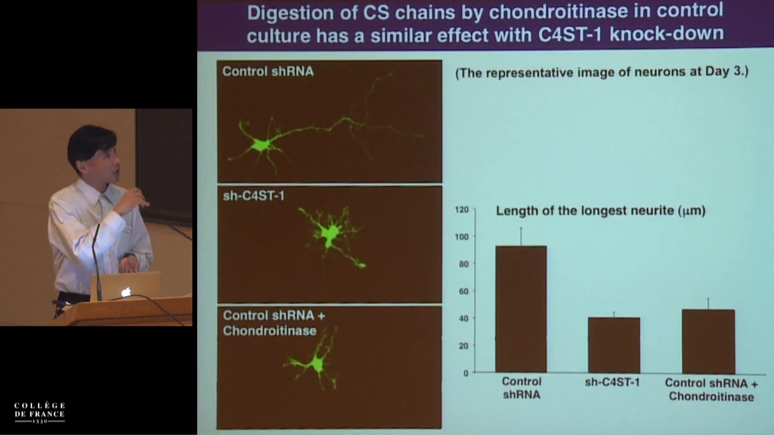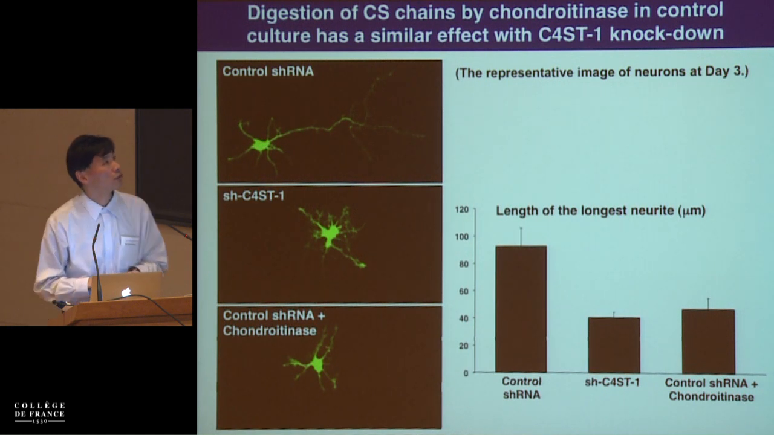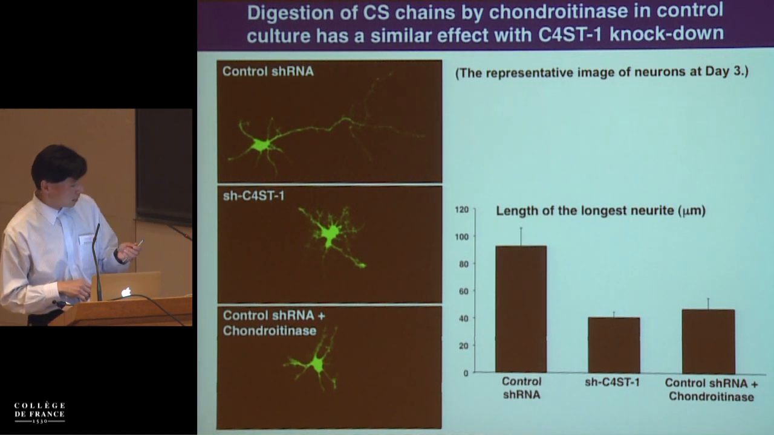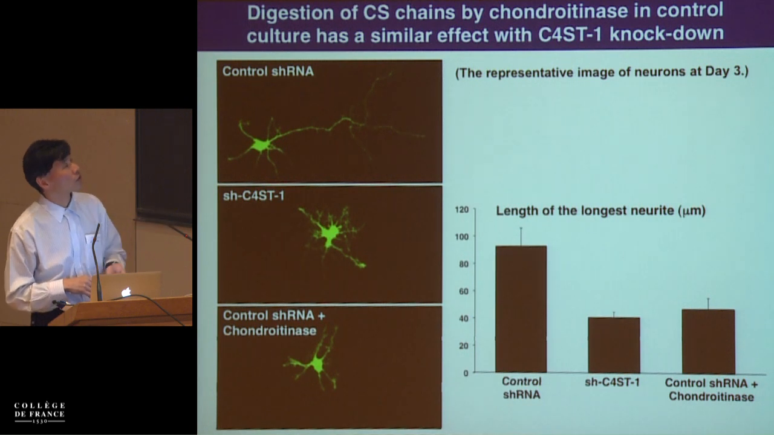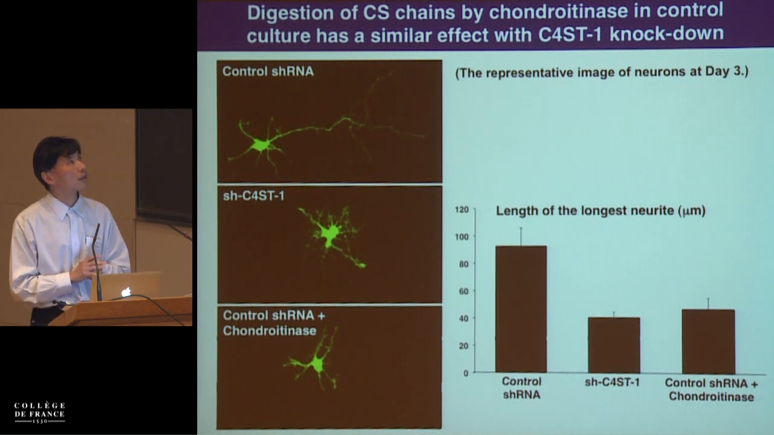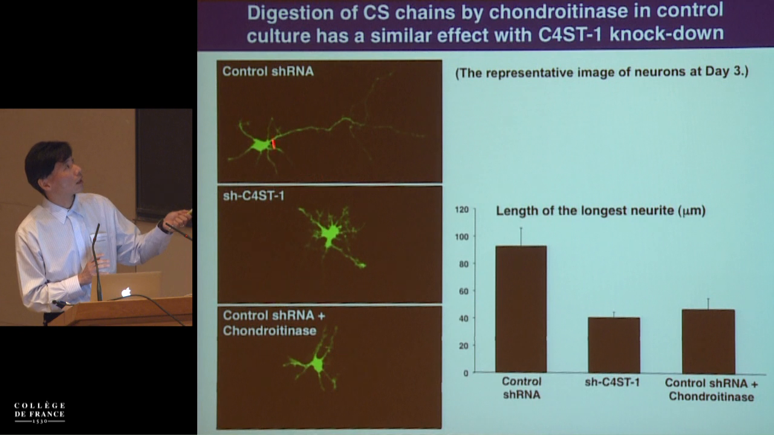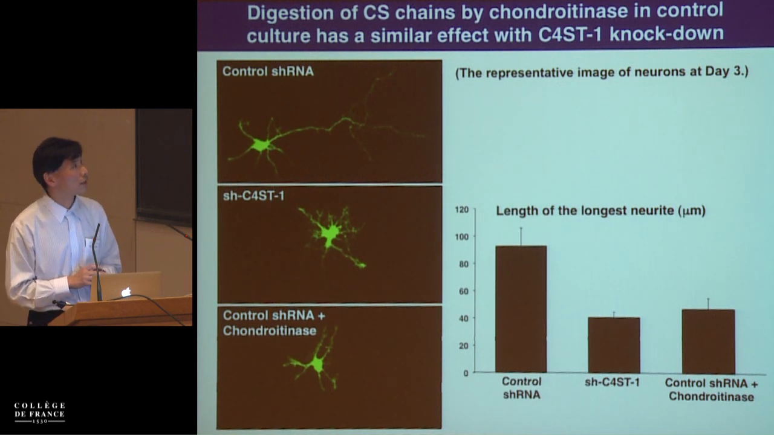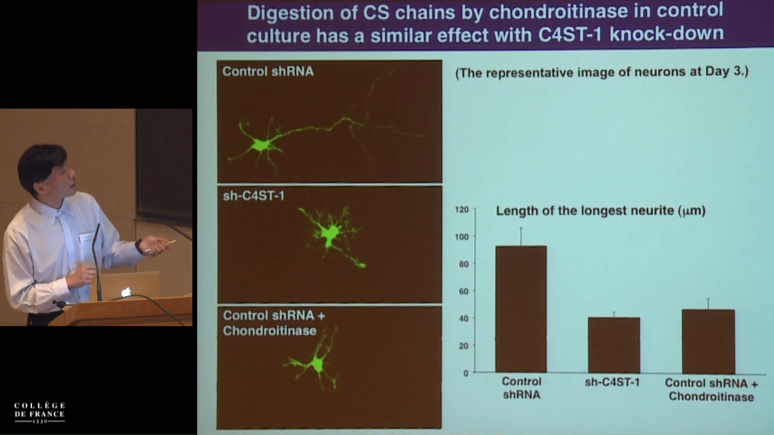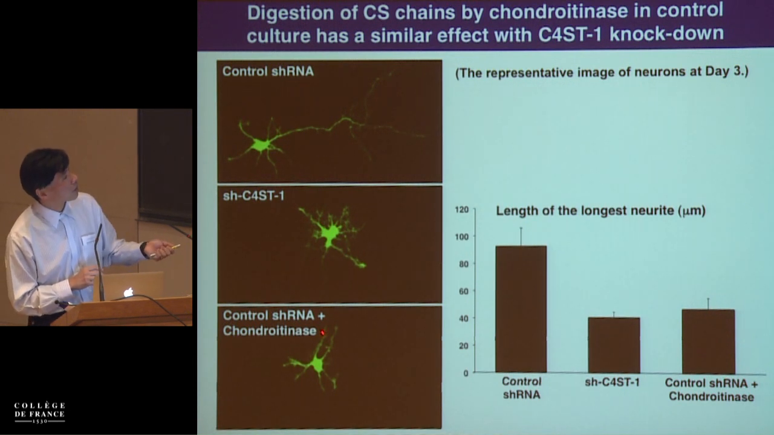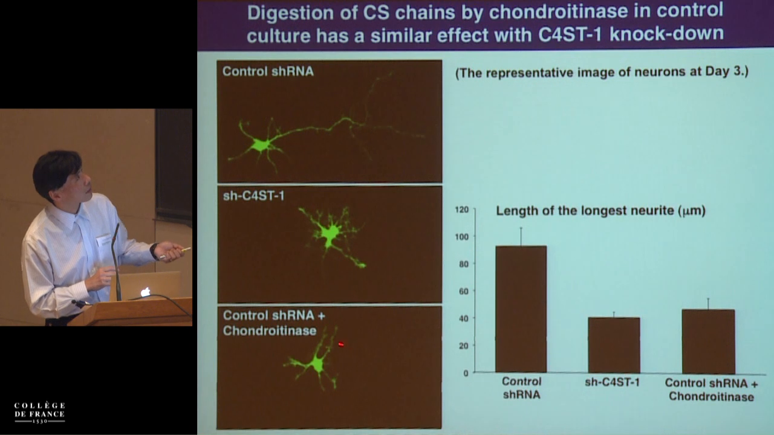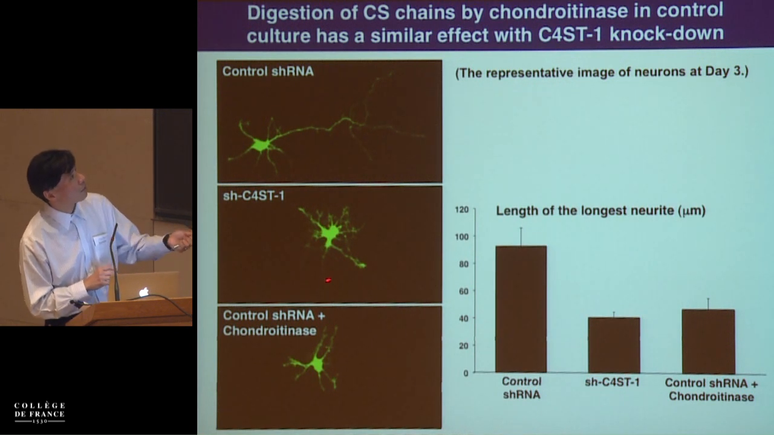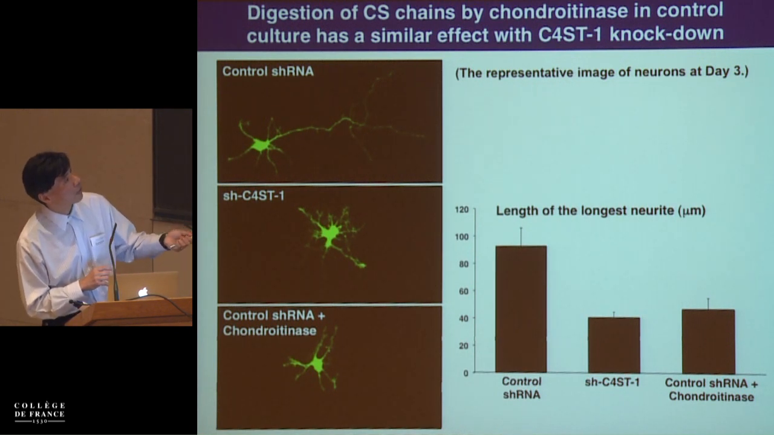So here is a representative image of neurons at day 3. As mentioned, control neurons extend one long neurite, an axon, and we found that digestion of chondroitin sulfate chains by chondroitinase in control culture has a similar effect to C4ST1 knockdown.